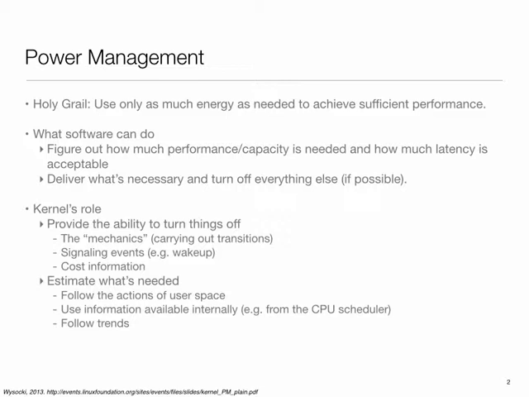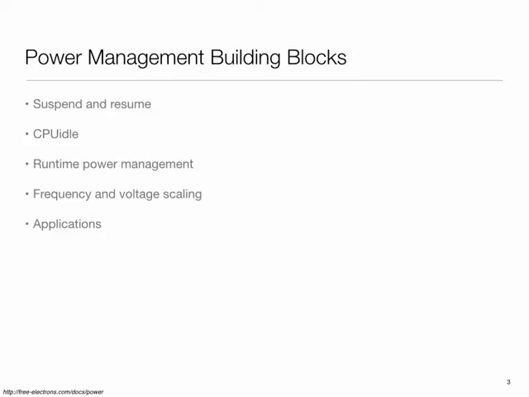So that's one thing. It can turn things off. It can also estimate what is happening and what the application wants, perhaps through direct API calls, where the application tells it, I need this deadline or whatever, or the kernel observes and makes some inferences about it.